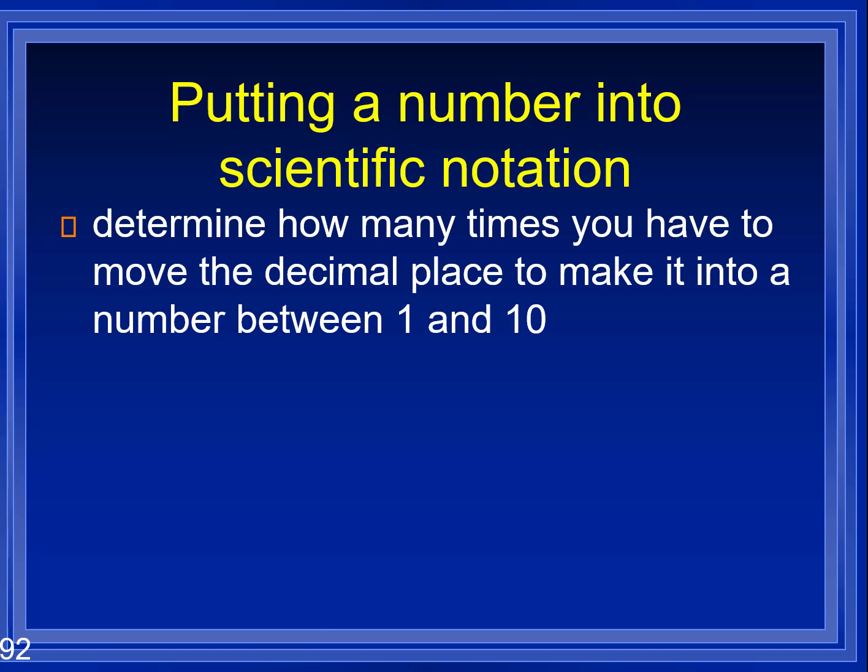Okay. Determine the number of times you have to move the decimal point to make it a number between 1 and 10. Because for every value, there's always exactly one place that you can put the decimal point that will get you a number between 1 and 10. So all you have to do is figure out how far you have to move it. And we're going to use a technique I call counting.